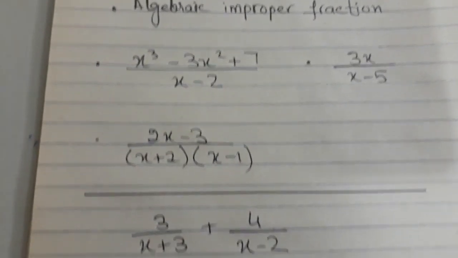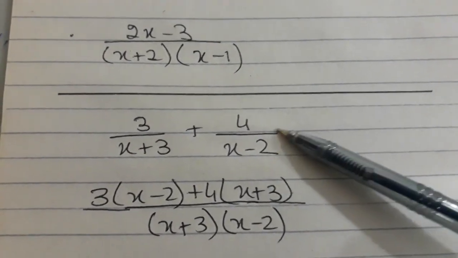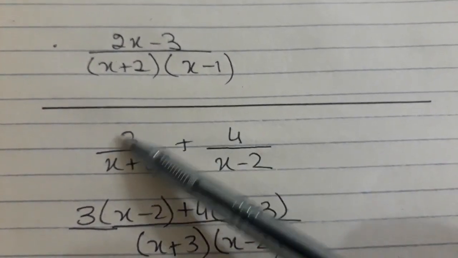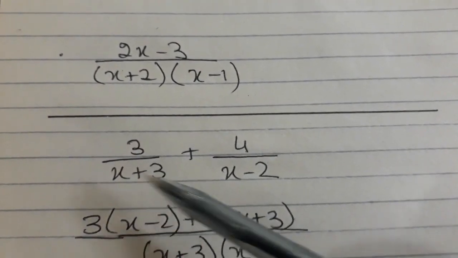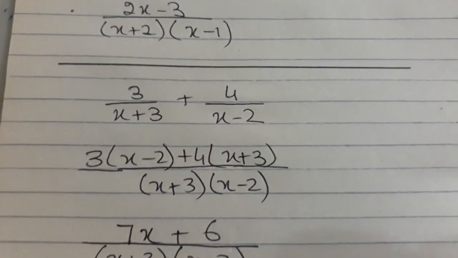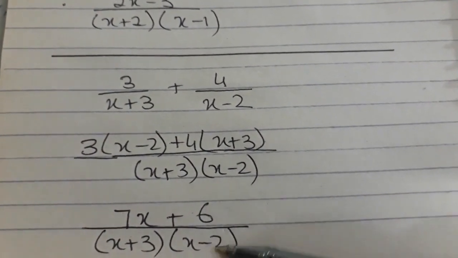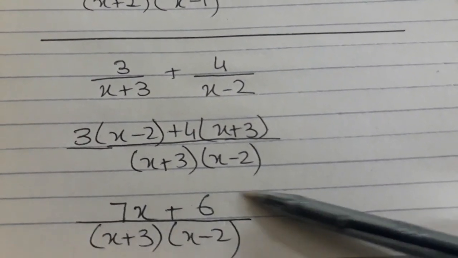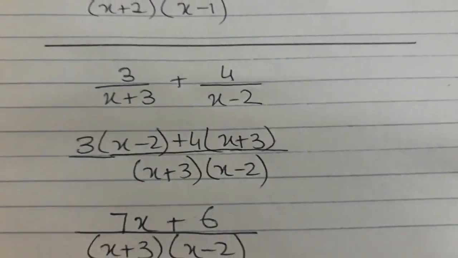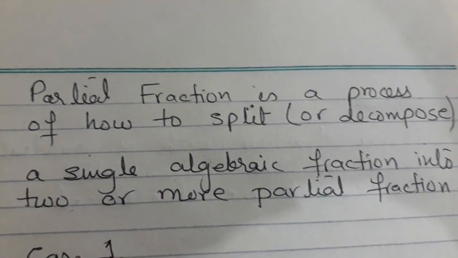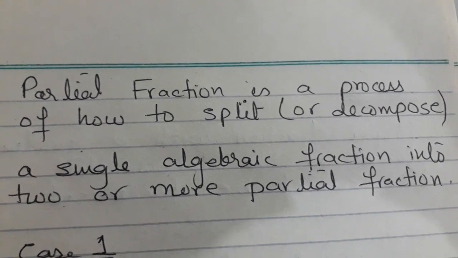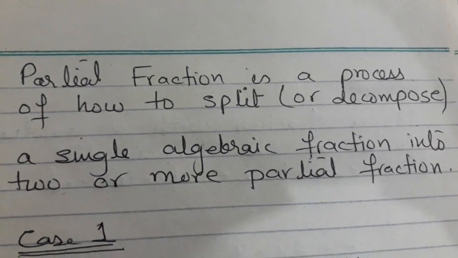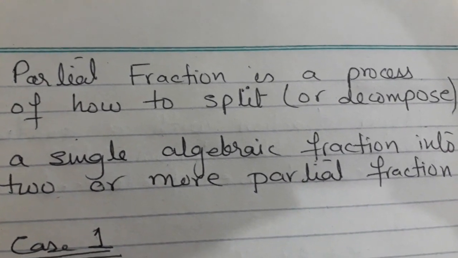Let's see that. You have solved in class 10 the simplification of these types of questions. These fractions you have simplified into a single term. Now partial fraction is basically the reverse process of this. You will be given a single fraction and you will decompose it, you will split it into parts. So partial fraction is a process to split or decompose a single algebraic fraction into two or more partial fractions.